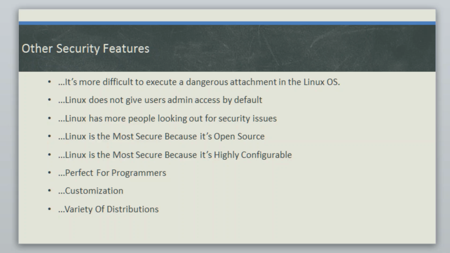So some security features of Linux: it's more difficult to execute a dangerous attachment in the Linux OS. Linux does not give users admin access by default. Linux has more people looking out for security issues. Linux is the most secure because it's open source, and Linux is the most secure because it's highly configurable. It's perfect for programmers, it's customizable, and it has a variety of distributions.